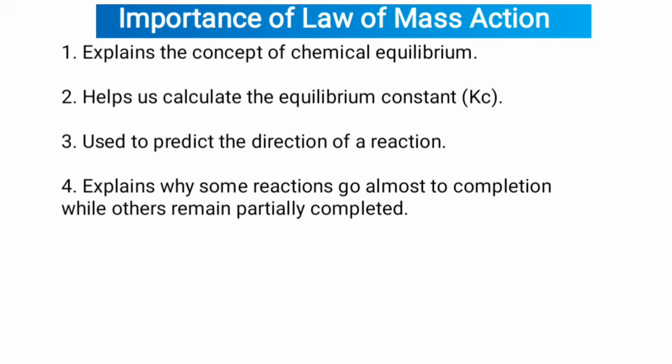Now, importance of law of mass action. First one, it explains the concept of chemical equilibrium. Second one, it helps us calculate the equilibrium constant K. And third one, it is used to predict the direction of reaction. And fourth one, it explains why some reactions go almost to completion while others remain partially completed.